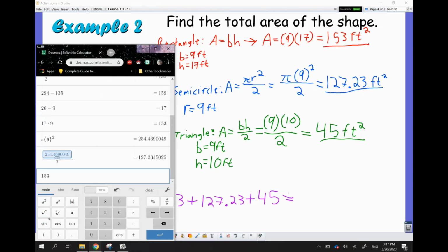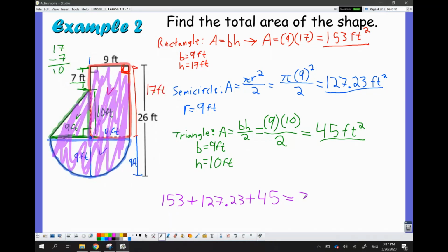153 plus 127.23 plus 45. That gives me 325.23. So 325.23. And that is feet squared. And so that is my composite area for this figure.